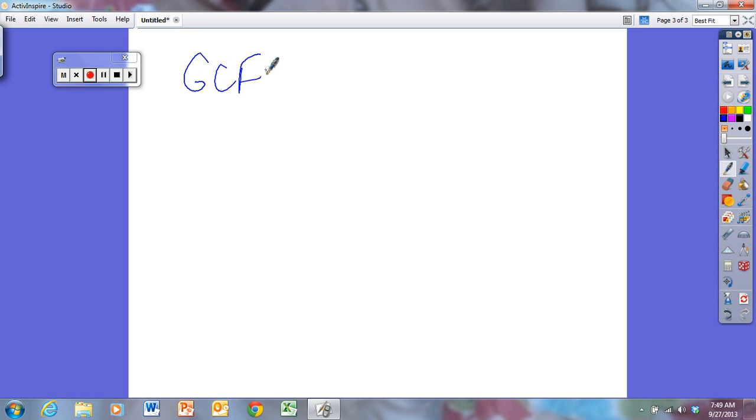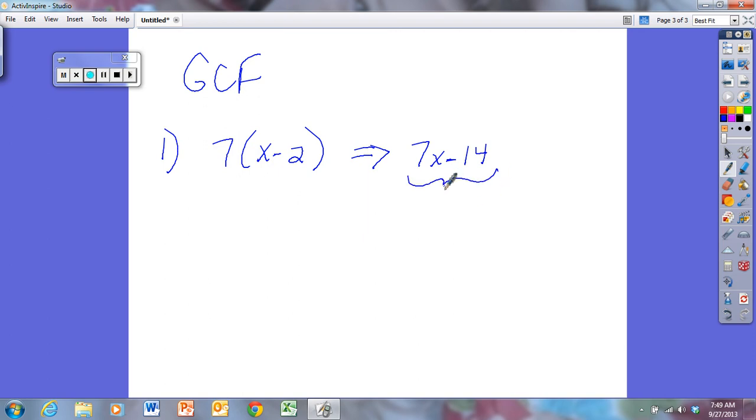You've all learned about GCF when you talked about fractions in elementary school, but now we're going to talk about GCF by factoring. So, if I gave you this problem and told you to distribute, you would all tell me that the answer is 7x minus 14. What we do in factoring is we take this and go backwards and get this.